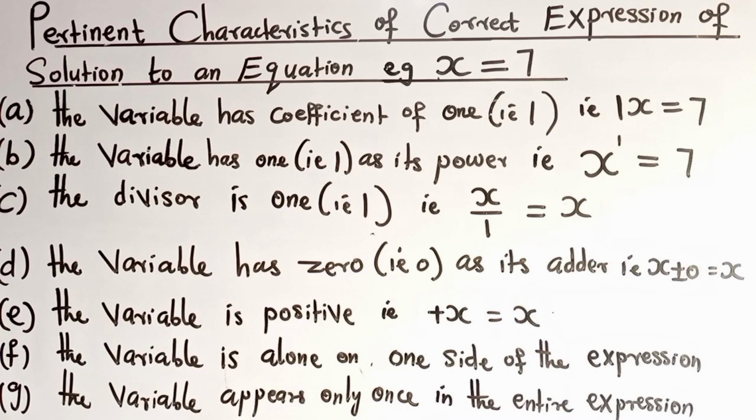Anytime you solve an equation and the unknown, whose value you have been looking for, comes to appear more than once, just know that that expression is a wrong expression of the answer. Therefore, at all times, let the variable which has been found to possess a value appear only once in the entire expression of the answer to the equation.